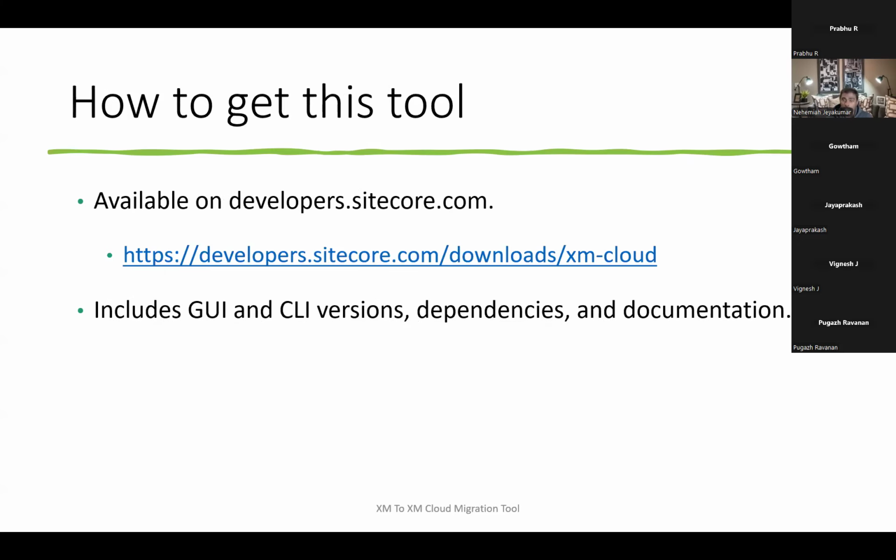How to get this tool? This tool is available on developers.sitecore.com, and you can download the archive. When you extract the archive, you should be able to get multiple things. One is a Sitecore dependency package and the documentation, and it also has a GUI, a graphical user interface, and the CLI as well.